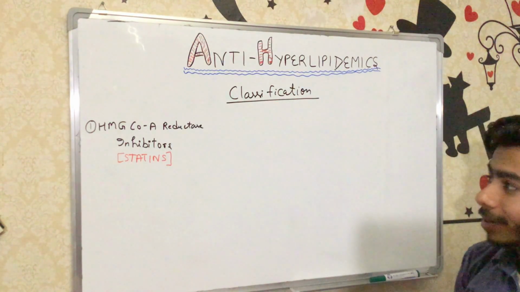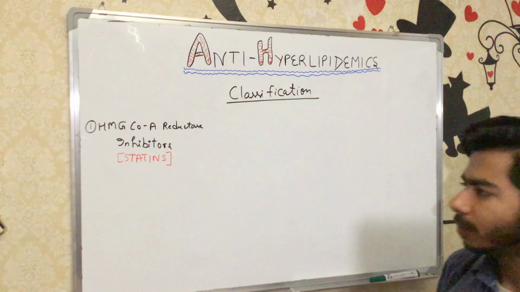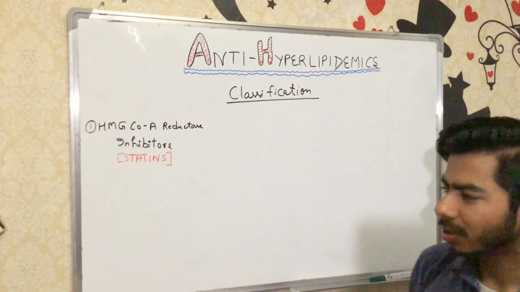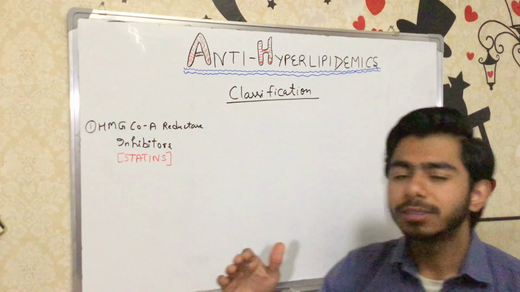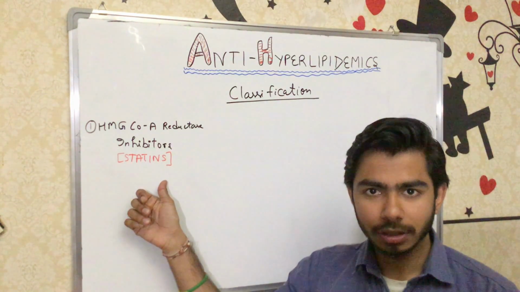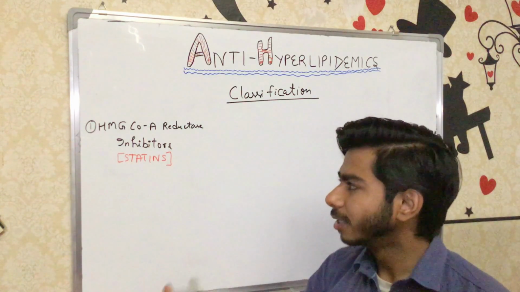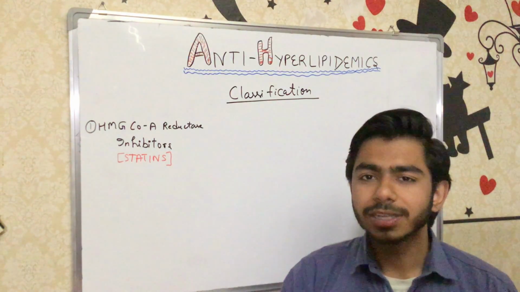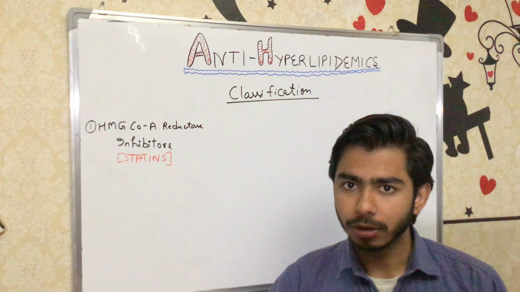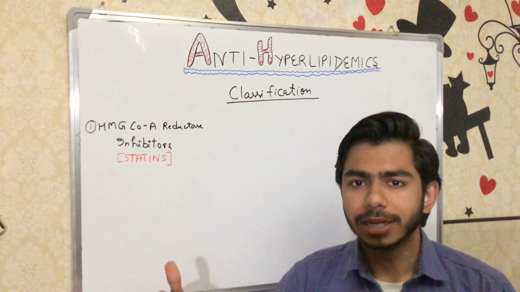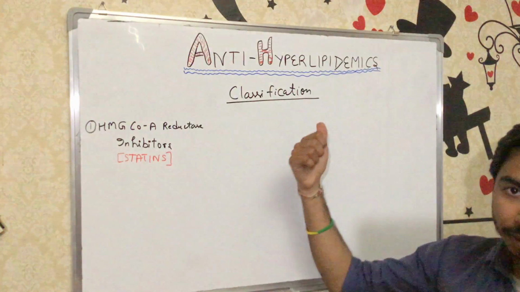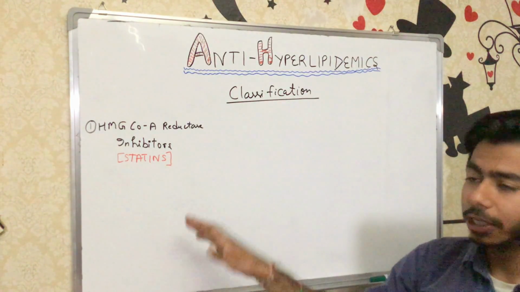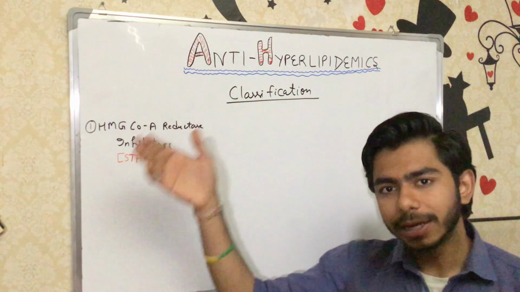Now, what drugs come under this category? There are various drugs that end with statin. However, if you do not remember the drugs classified under HMG coenzyme reductase inhibitors, just call them statins. Whatever drugs end with the suffix statin are going to be anti-hyperlipidemics, and they are going to be classified under the category of HMG coenzyme A reductase inhibitors.